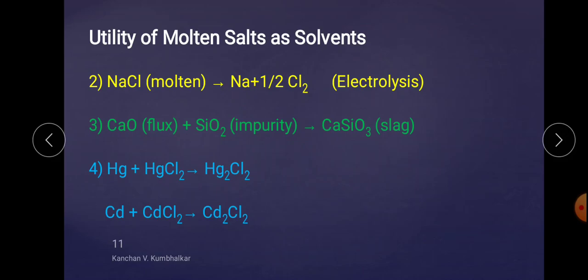So in this case the silica as a slag has been used, which combines with the calcium oxide, and there is a formation of silicate slag. This is the impurity present in the earthy material. When the flux is used, there are various types: flux, gangue, slag. So these are the metallurgical terms.